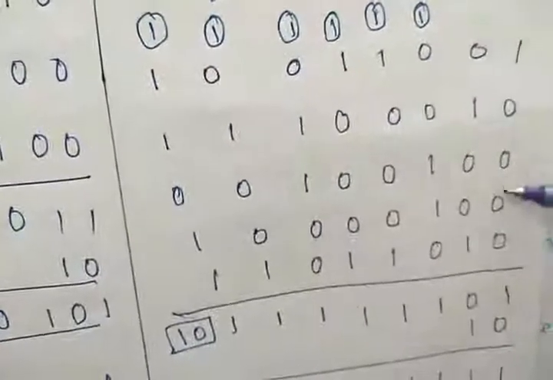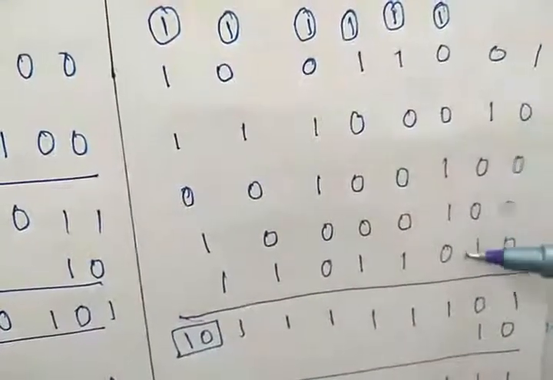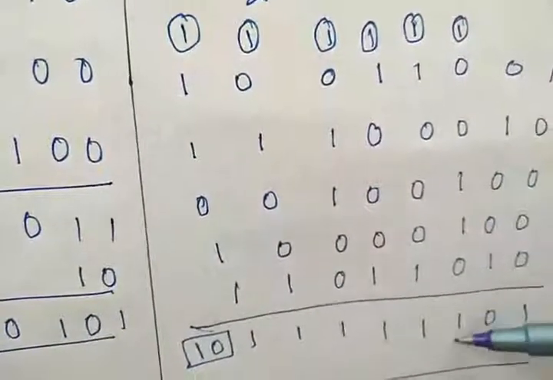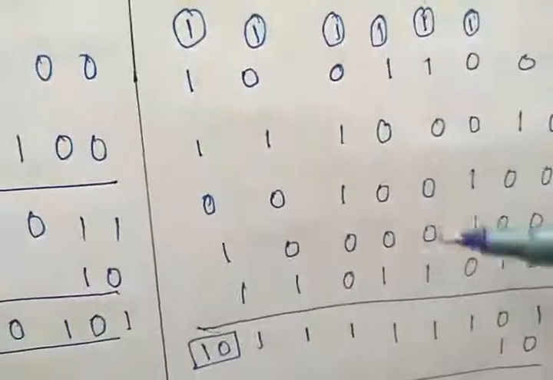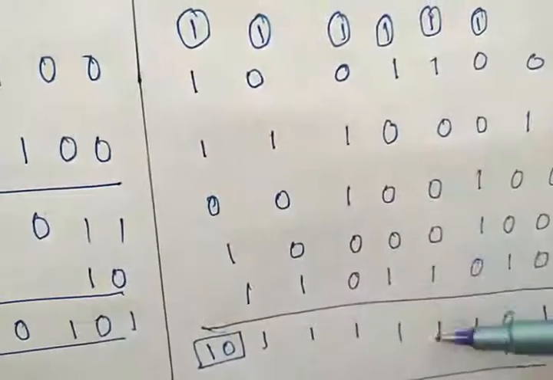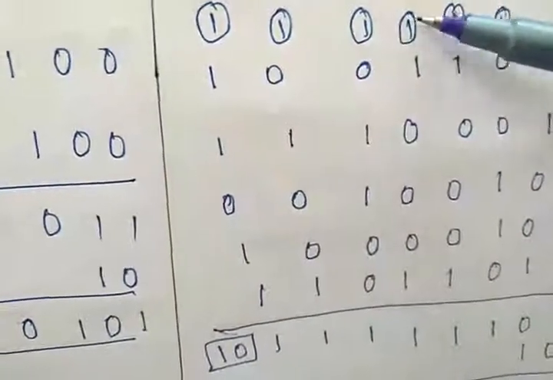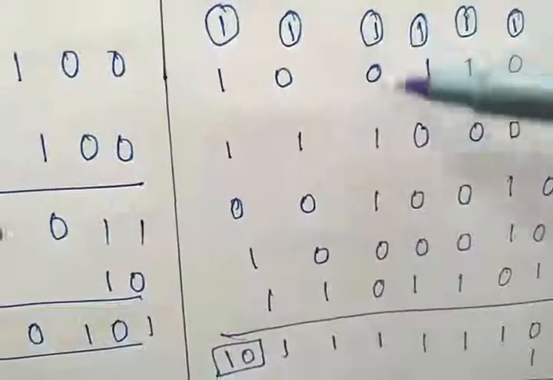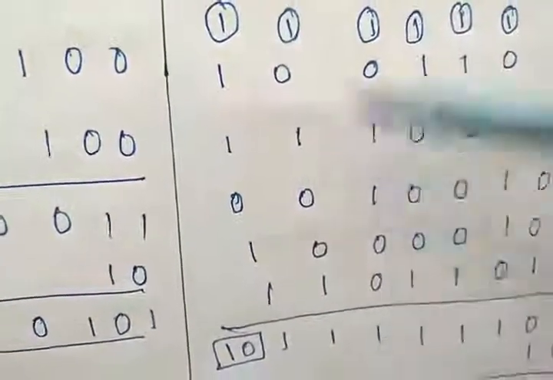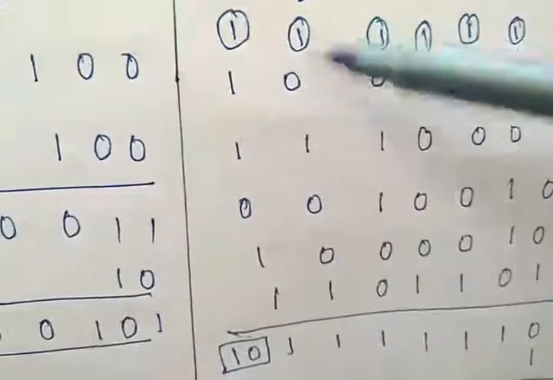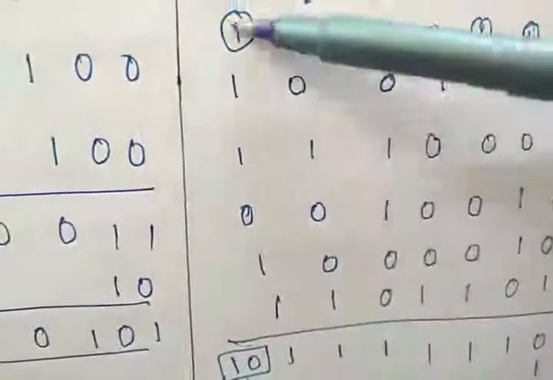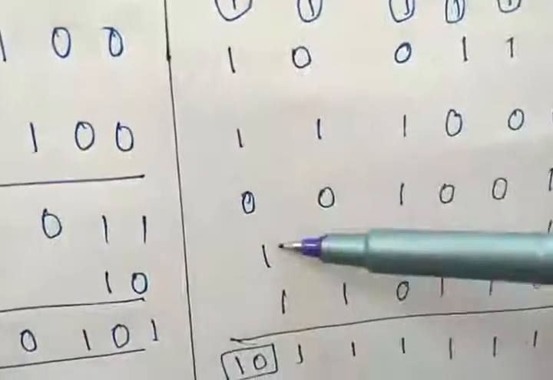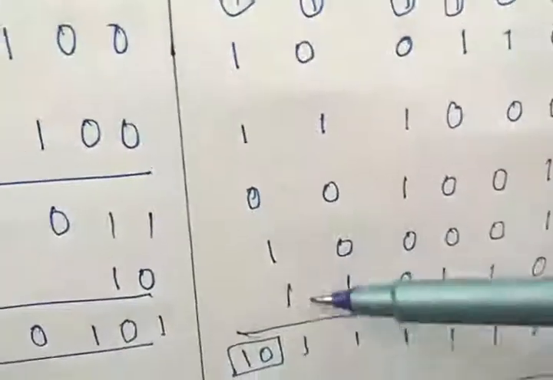So 1 plus 0 is 1. Next, 1 plus 1 is 10, 0, remaining carry 1. 1 plus 1 is 10, 10 plus 1 is 11, so 1, the carry is 1. Continuing the same way, 1 plus 1 is 10, 10 plus 1 is 11, so 1, the carry is 1. Next, 1 plus 1 is 10, 10 plus 1 is 11, 11 plus 1 is 100, 100 plus 1 is 101.